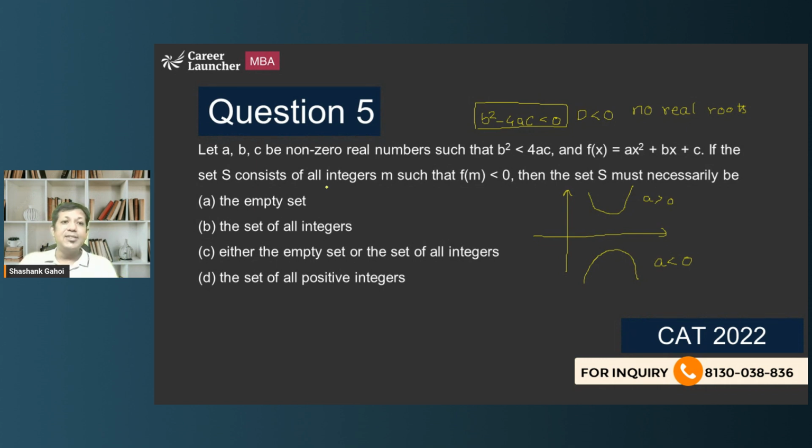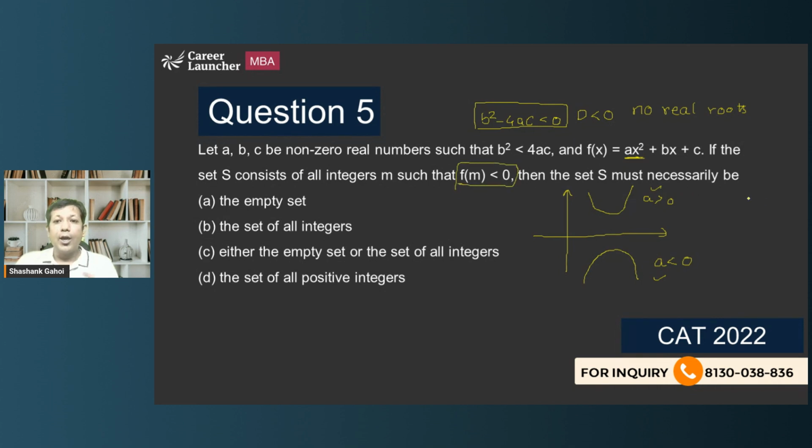Now S consists of all the integers n such that f(n) is less than 0. But is the question talking about the sign of a? We don't have the sign of a. So you can have either this graph or this graph. I don't know which graph I'm going to make. Both graphs are possible. Now S consists of all integers such that this is true.